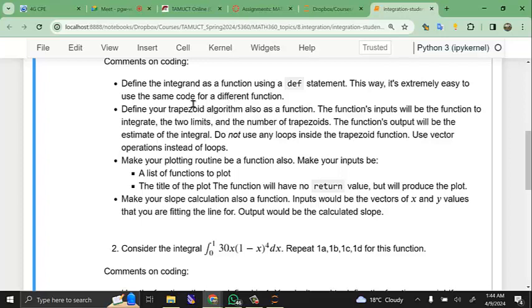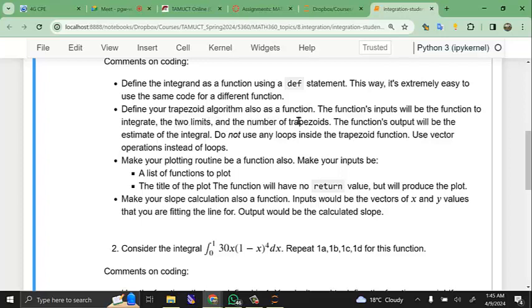Okay? So define your trapezoid algorithm also as a function, and that will be handy because you'll be using the same function for other parts of the problem. Right. Like in part 2. Okay? The function's inputs will be the function to integrate, the two limits, and the number of trapezoids.